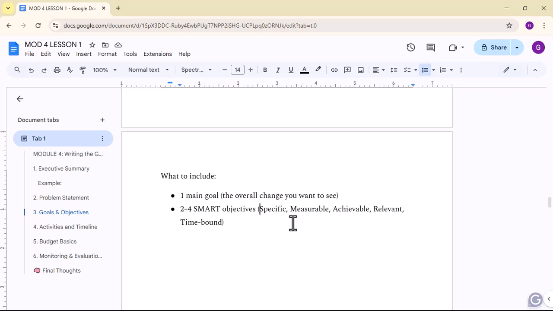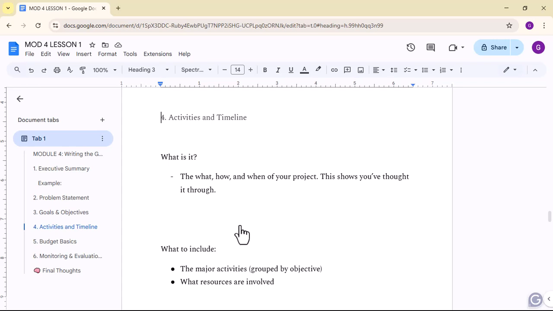So the next one there is activities and timeline. Now, what is it? The what, how, and when of your project is the activities and timeline. This shows you have thought it through. It shows that you have thought about the project, that you've actually sat down, created a roadmap, and created activities.